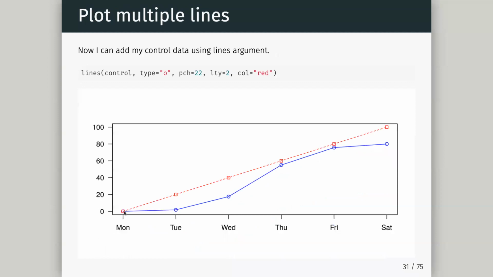So now with that plot, we can apply this lines function, like we saw previously. I'm going to set the line type to be 2, the type of point. So I'm going to do overplot. So the point character, I'm going to be 22, which is a box. And I'll set the color to be red. And now we've built up our plot.